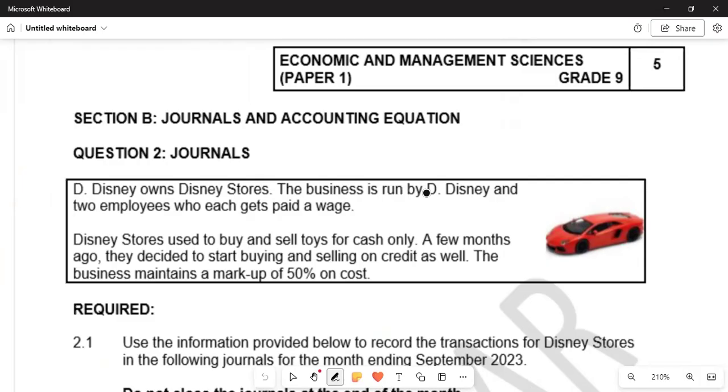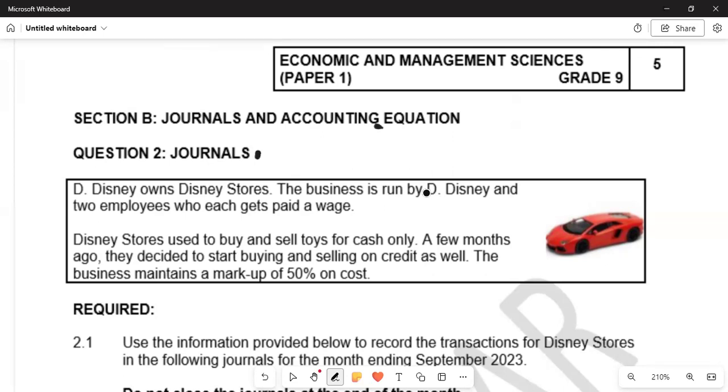So we are going to start with the journals. The journals are the primary book. This is the primary book where transactions are first recorded. That is what we call the books of original entry.